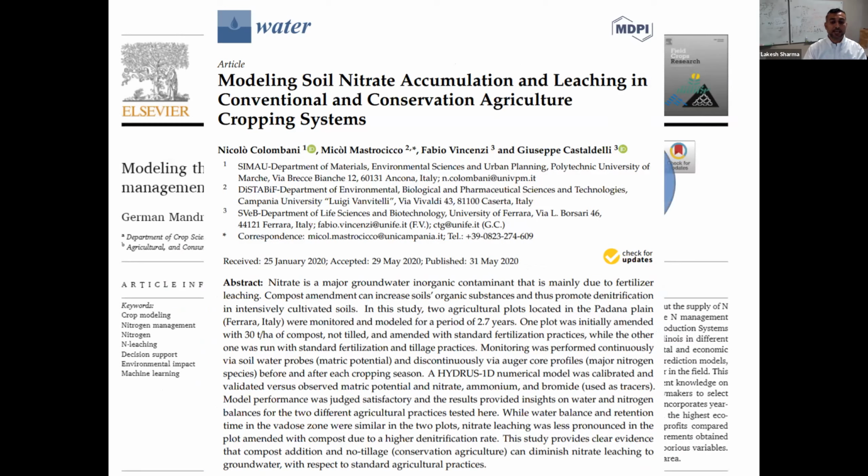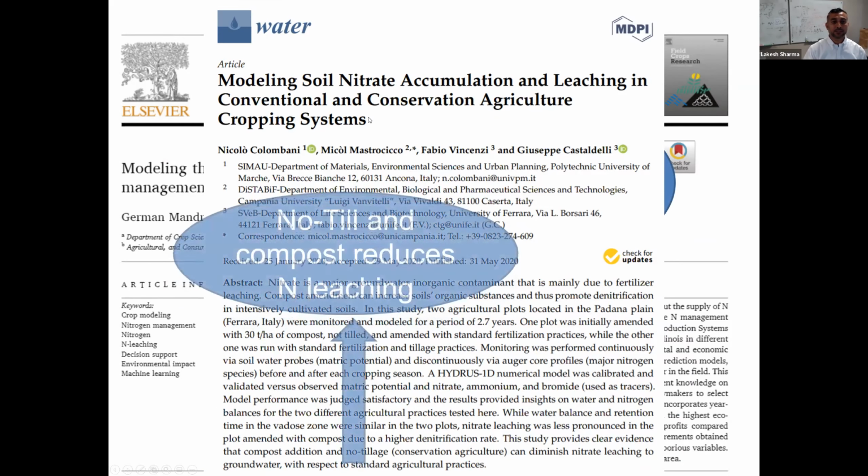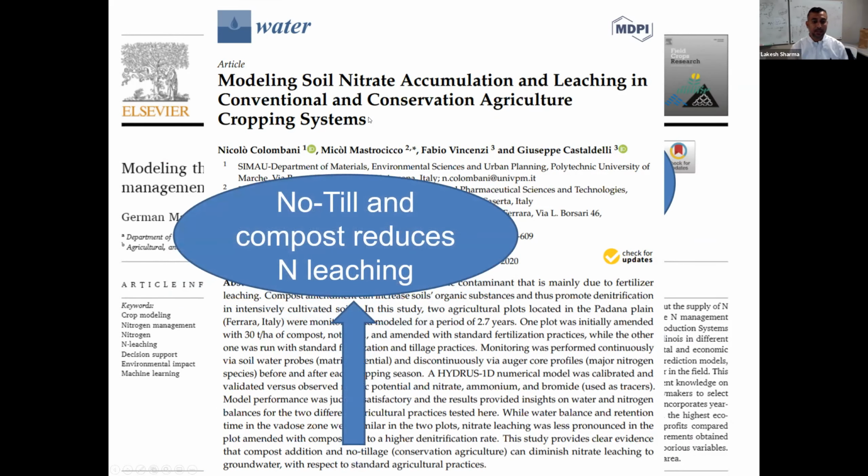So if you see, for some reason, here is a no-till and compost application that reduced the nitrogen leaching.